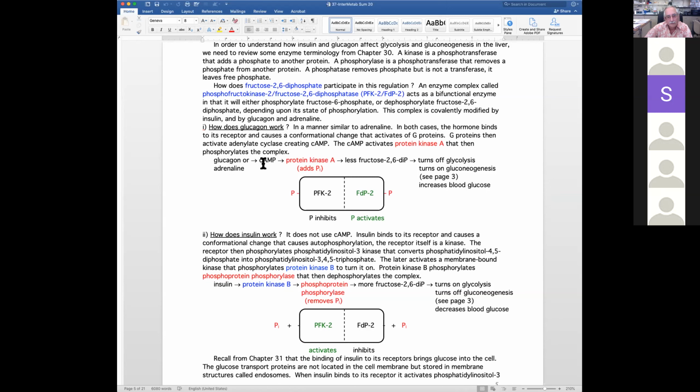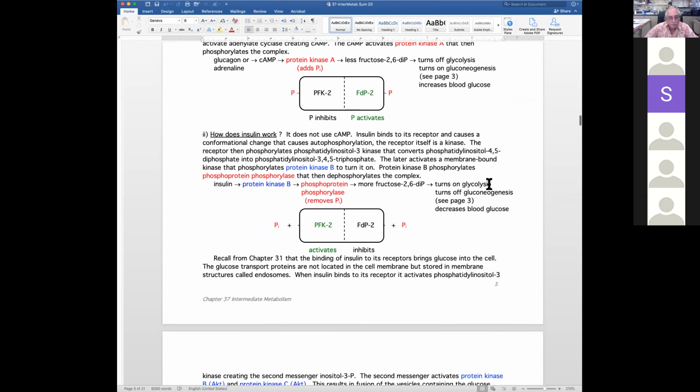So glucagon, through cyclic AMP as a second messenger, turns on protein kinase A, which is a phosphotransferase. And what does it do? It puts phosphate on proteins. So this protein is just sitting there, if this is in particular a liver cell. And when you phosphorylate this protein, you inhibit one activity and you activate the other activity. So when you do that, you have less fructose 2,6-diphosphate that turns off glycolysis, turns on gluconeogenesis. It increases blood glucose levels. That's really what it does.